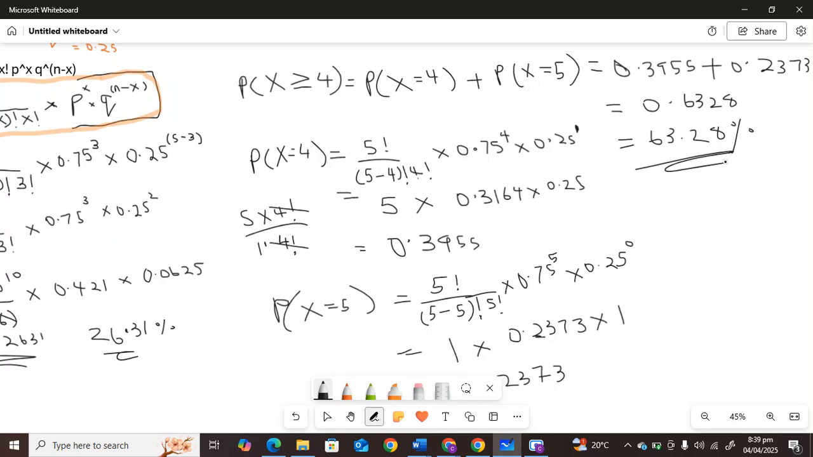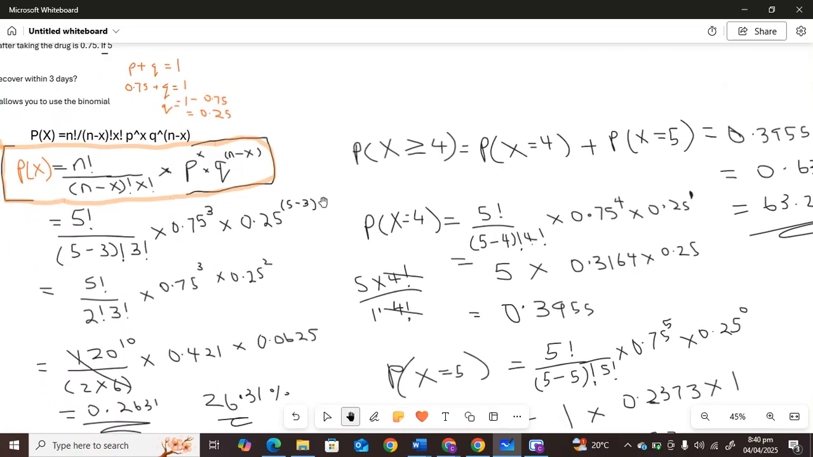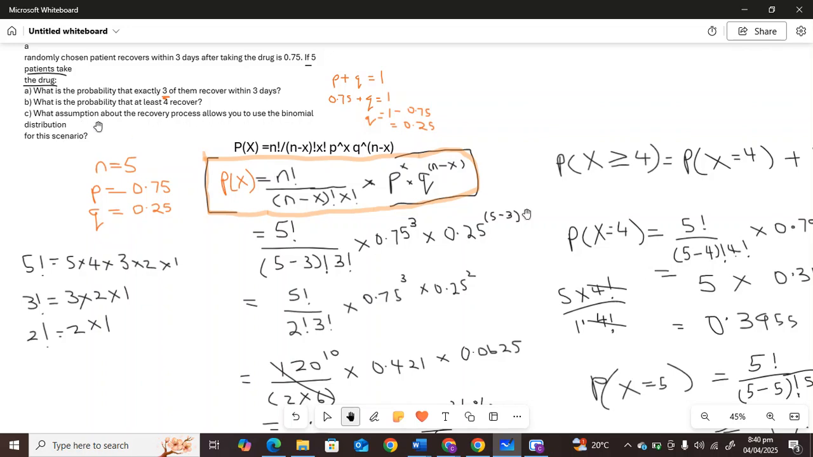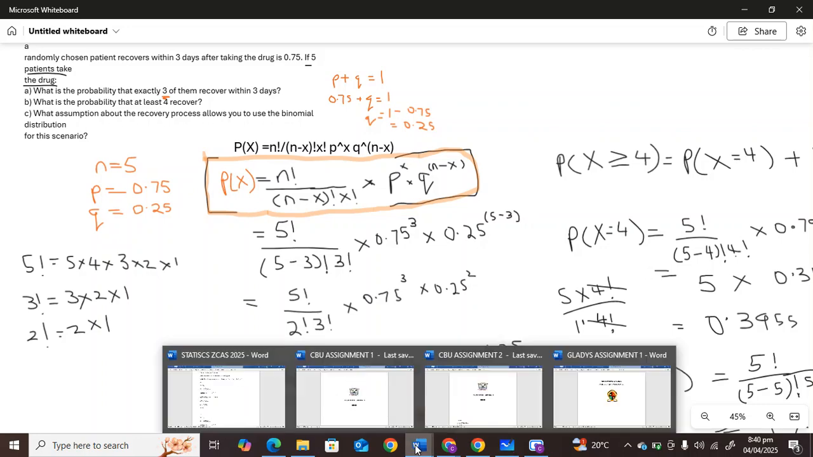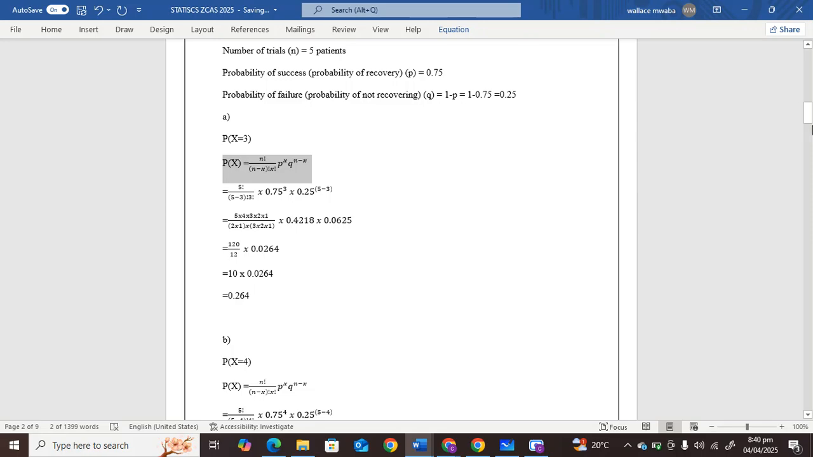Any questions or queries before we go to part C? Okay, part C of the question. So I wrote the notes down for part C, but let me read it out first. What assumption about the recovery process allows you to use the binomial distribution for this scenario? So here it is.